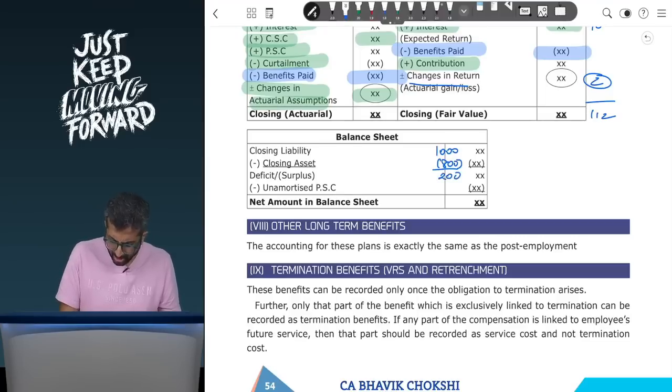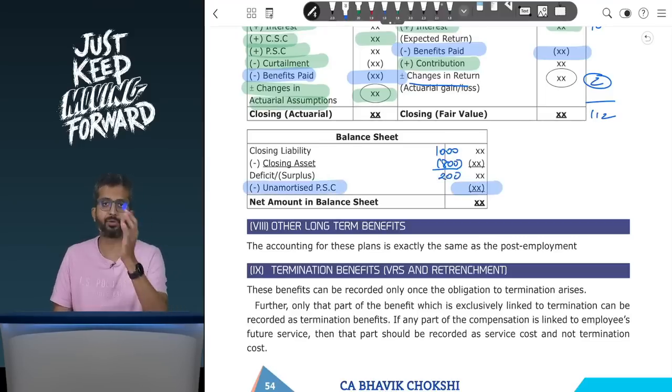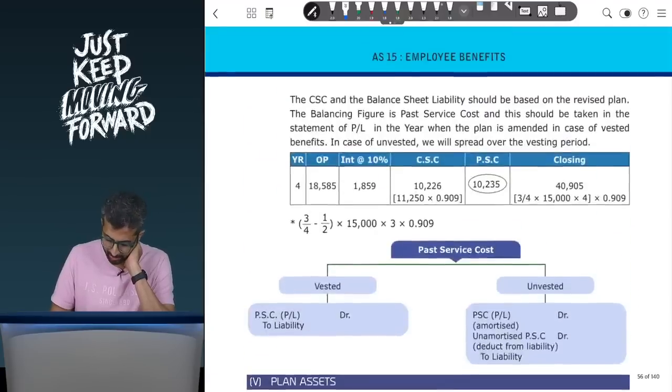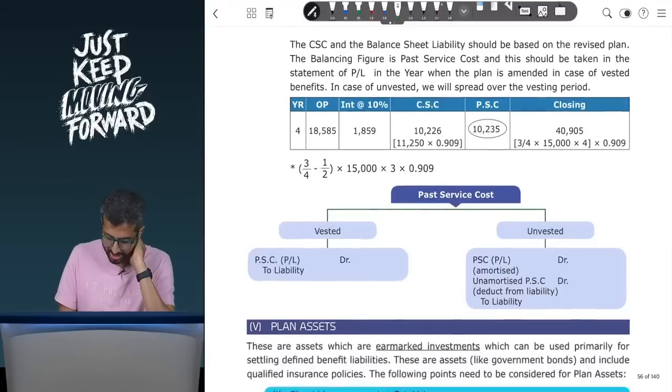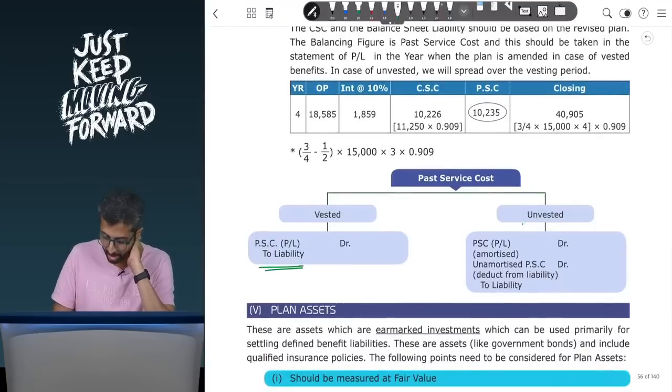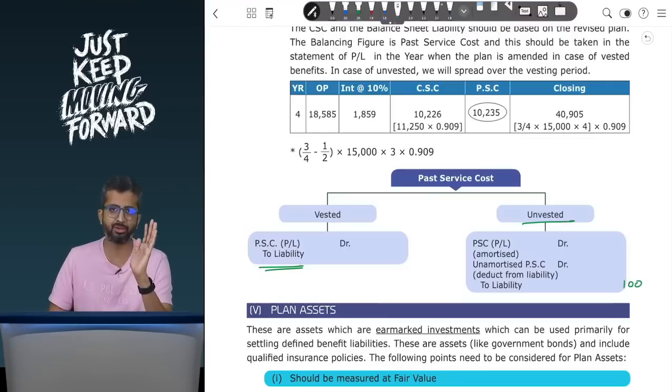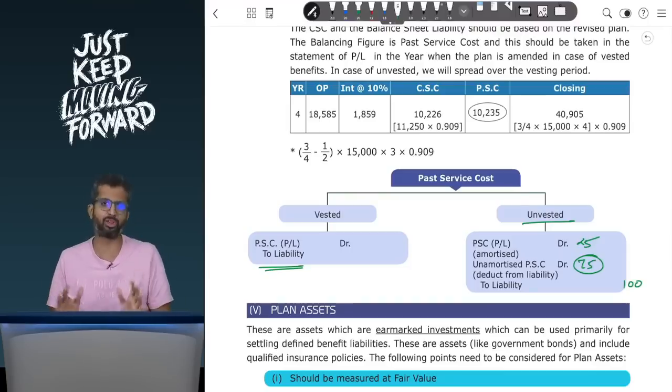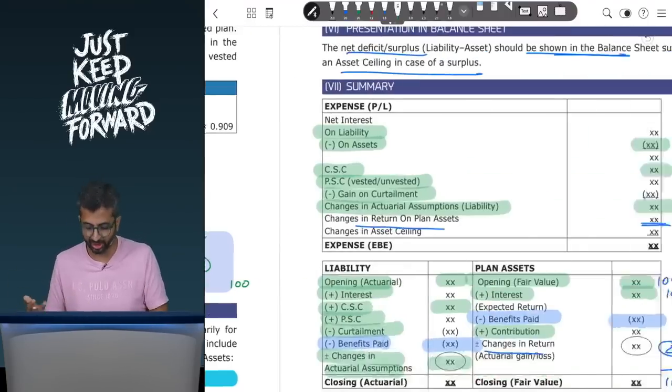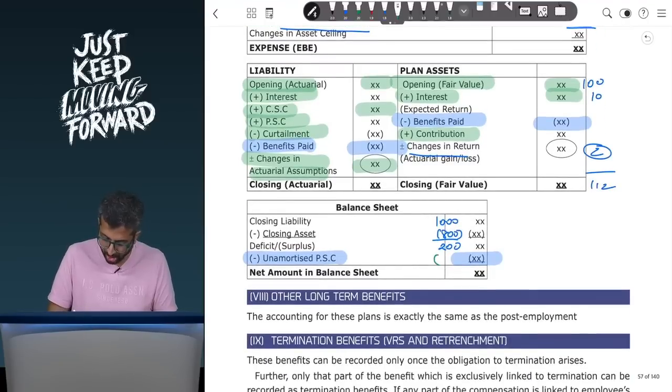However, there can be some unamortized past service costs, like for unvested plans. So like we have mentioned over here, past service costs. For vested plans, it will directly be taken to the P&L, but for unvested, let us say past service cost is unamortized to liability. So let us say liability increases by 100, but the vesting period is, let us say, 4 years. So in the first year, 25 goes to the P&L, 75 will remain as unamortized past service cost, but that is a debit balance. So I will not show it as an asset, rather I will show this as a reduction from the liability over here, and my net amount will appear in my balance sheet.